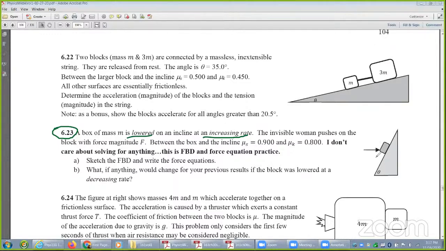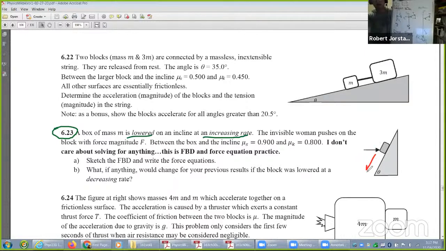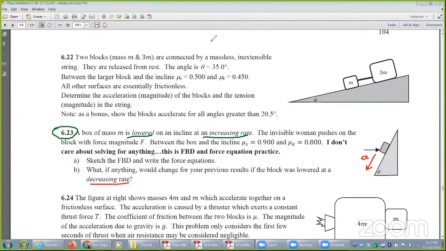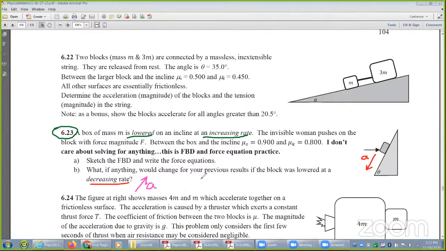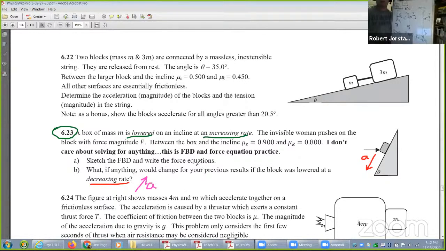Acceleration down the plane. Okay, what if it was lowered at a decreasing rate? Negative acceleration down the plane, which would be acceleration up the plane, right? Yes. So these are the kinds of ways I mess with students on a test.